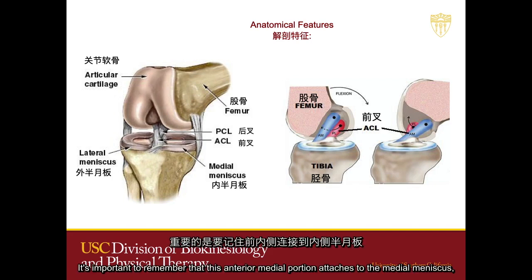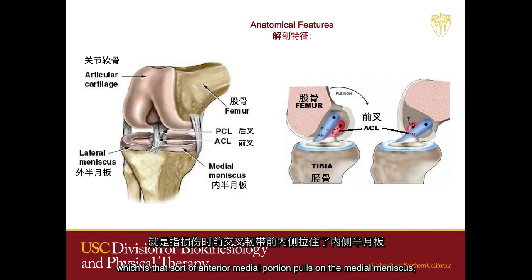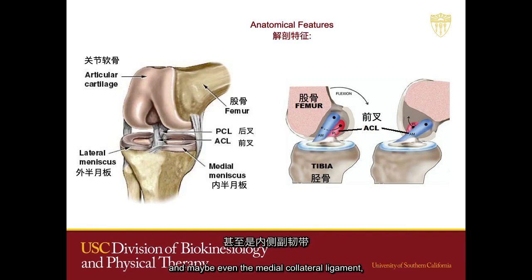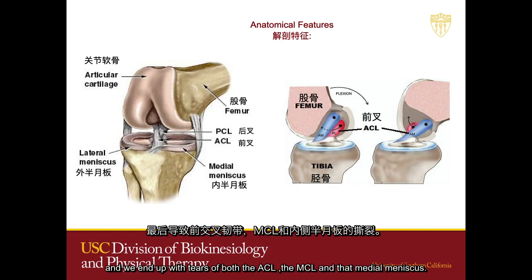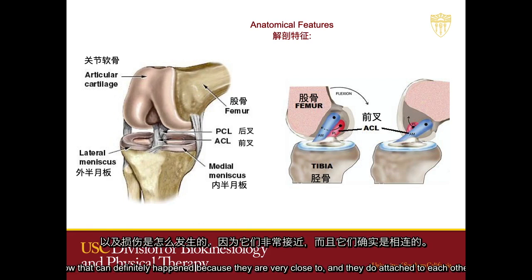It's important to remember that this anterior medial portion attaches to the medial meniscus because we oftentimes end up with injuries to what we call the terrible triad, which is that anterior medial portion pulls on the medial meniscus and maybe even the medial collateral ligament, and we end up with tears of the ACL, the MCL, and that medial meniscus. So you can see, just looking at the anatomy here, how that can definitely happen because they are very close to and they do attach to each other.